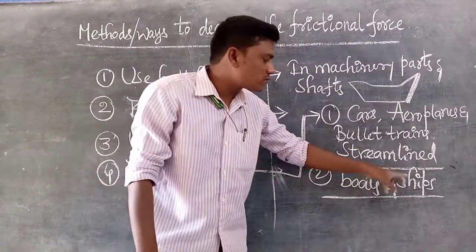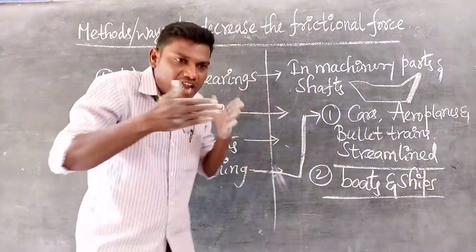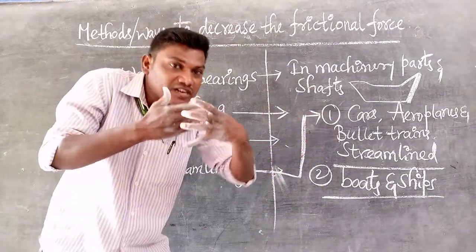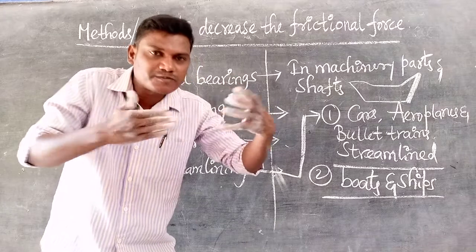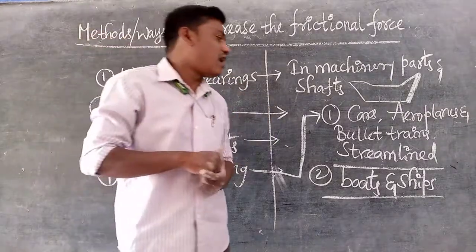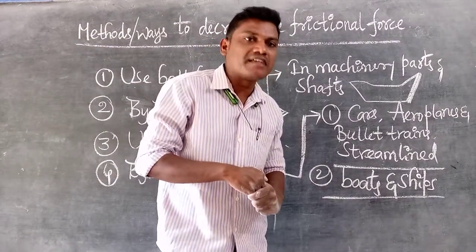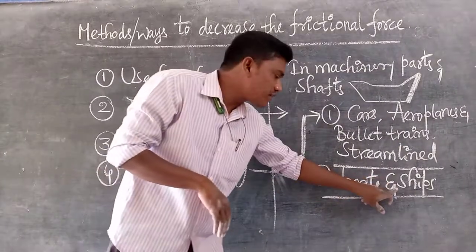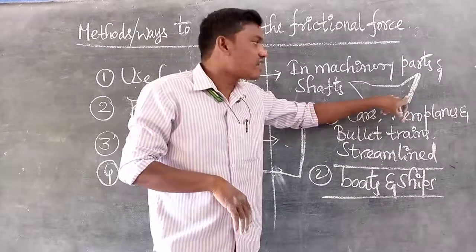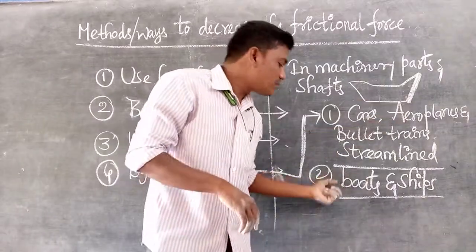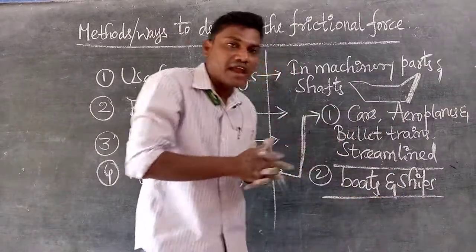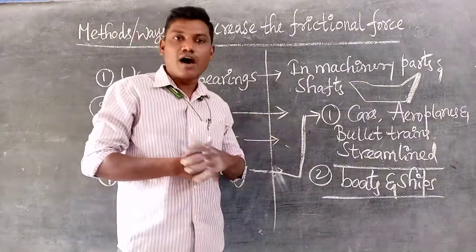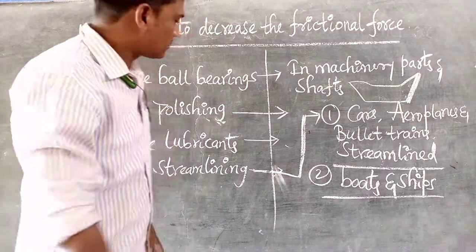Next one, boats and ships are specially designed. They are traveling in the water. When they travel in the water, the water also exerts some friction or force on the boats and ships in the opposite direction. That is called frictional force exerted by the water, or fluid friction. So the boats and ships are also specially designed. They are called streamlined. Simply you can write: similarly, boats and ships are streamlined to reduce the water frictional force acting on it, or drag force.